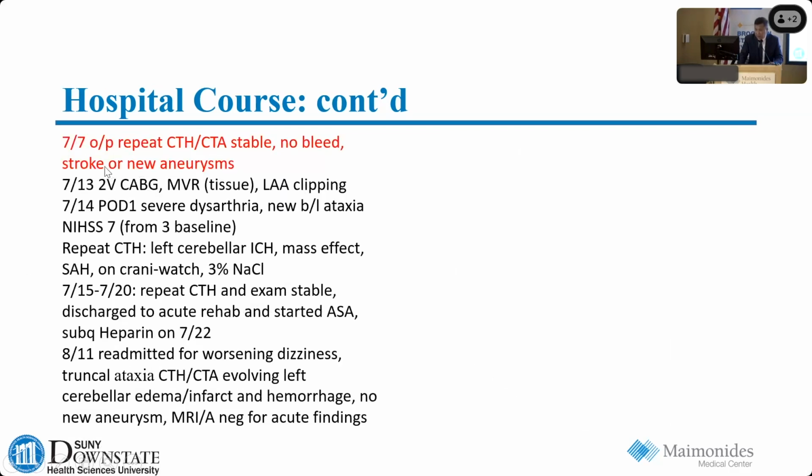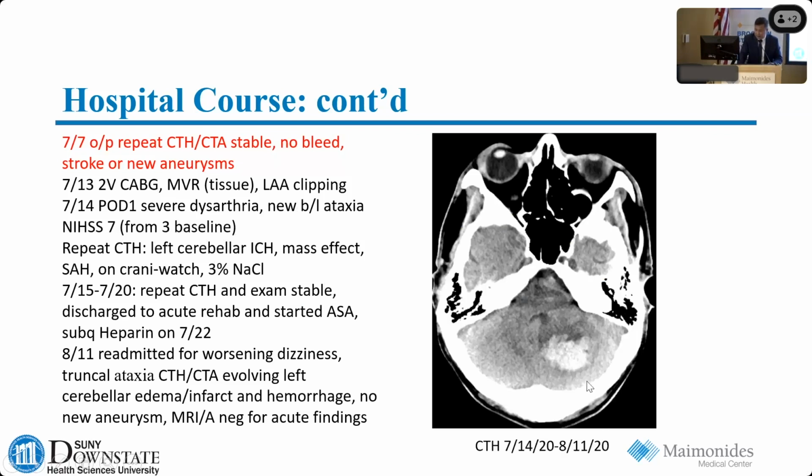He was discharged home, and we repeated CT head and CT angiogram a week before his planned surgery on the 13th, and there was no bleeding, no new stroke or new aneurysm detected. However, post-op day 1 after the CABG and mitral valve repair with tissue valve and concurrent left atrial appendage clipping, he developed severe dysarthria and bilateral ataxia, NIHSS 7 from 3 at baseline. The CT scan showed a left cerebral hemorrhage, which was really unexpected. The lesion we saw was in the left MCA territory, which we embolized. That didn't bleed, but he had a left cerebral hemorrhage.